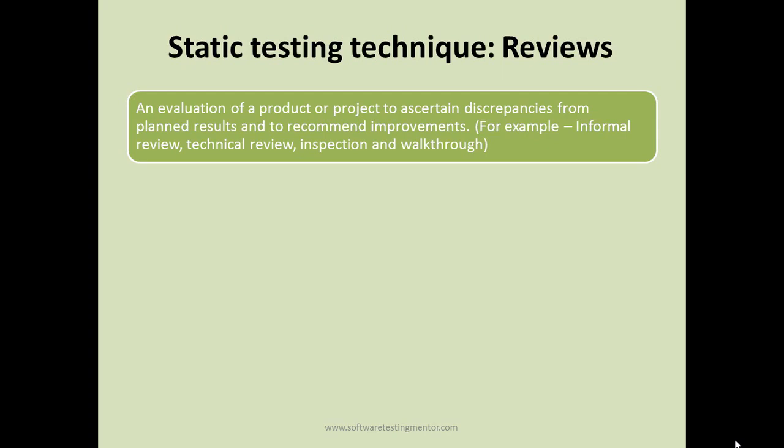So the main purpose of a review is to evaluate any sort of document or software artifact, like the requirements or the design document. You review them and try to find any sort of discrepancy, and if there is any discrepancy, you recommend improvements. Types of reviews can be informal review, technical review, inspection, and walkthrough. These are all different kinds of reviews.